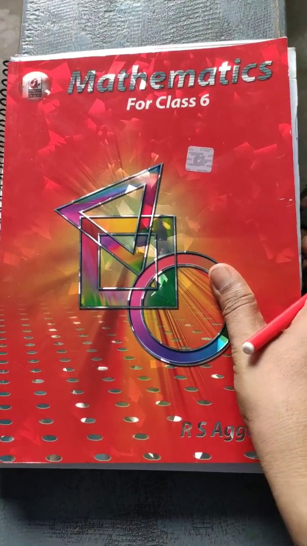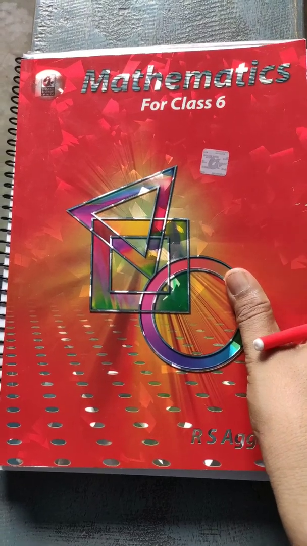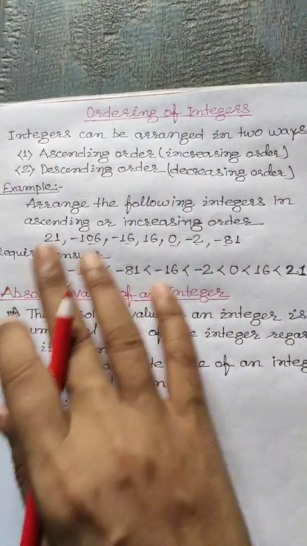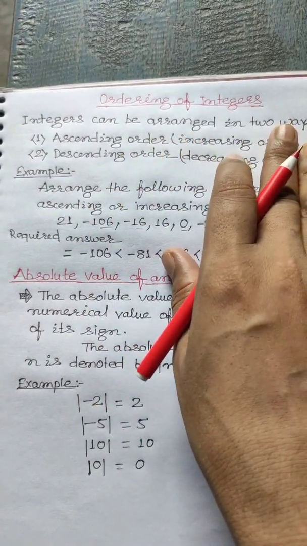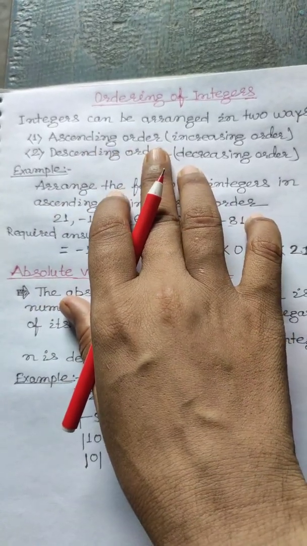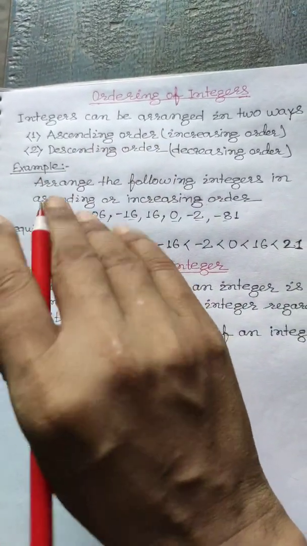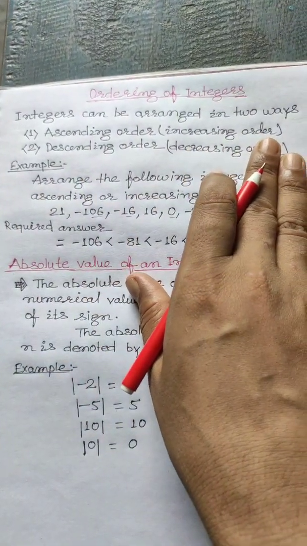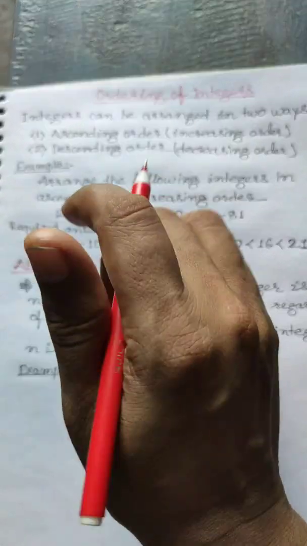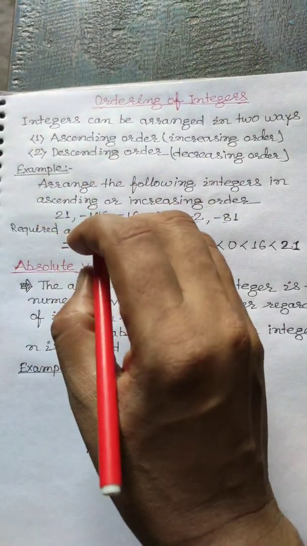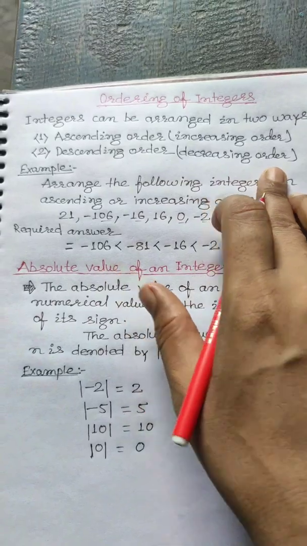Dear students, in today's class we are going to discuss ordering of integers and then the absolute value of integers. As you know, there are two orders, ascending order and descending order. Ascending order means when we write numbers from the smallest to the greatest, it is called ascending order or increasing order. Descending order is when we arrange the numbers or integers from the greatest to the smallest, and it is called descending order or decreasing order.